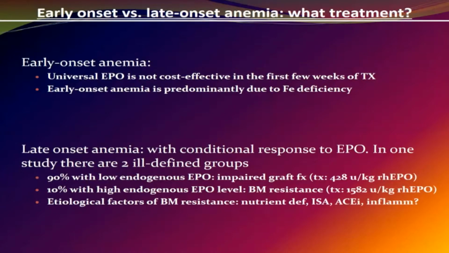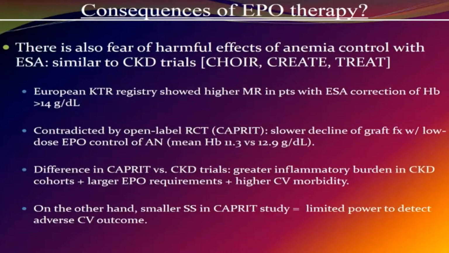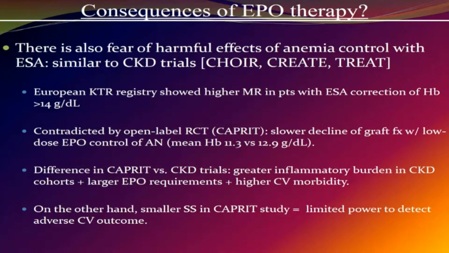The etiological factors for such bone marrow resistance can be guessed by every one of us. It includes things like nutrient deficiency, immunosuppressive agents, use of ACE inhibitors, and persistent microinflammatory syndromes that tend to associate chronic graft dysfunction. And if you're going to be using erythropoietin, we all know that there is a fear of harmful effects of anemia control in patients who were given erythropoietin stimulating agents, similar to what we have in CKD trials, such as CHOIR, CREATE, and TREAT.